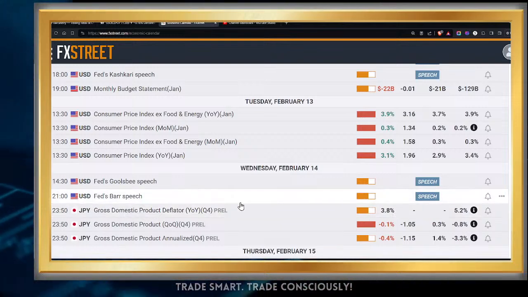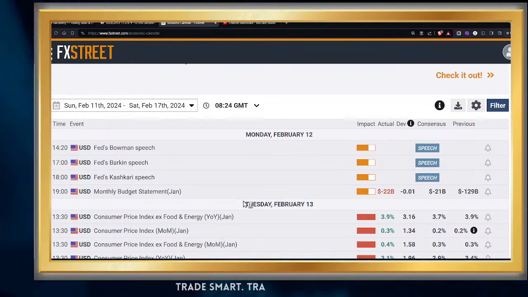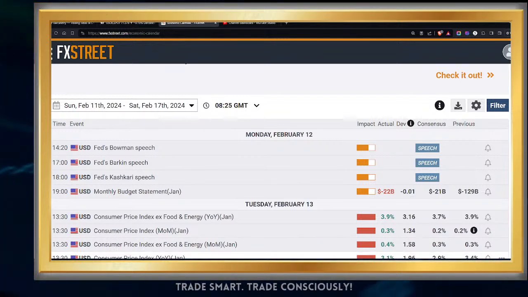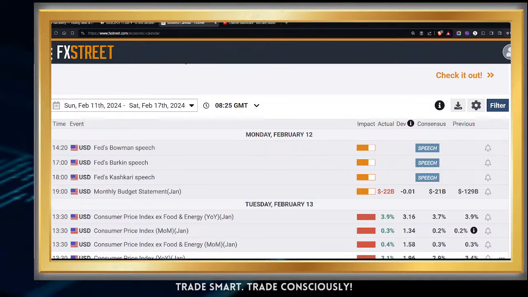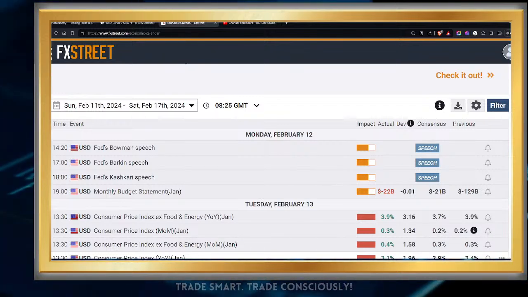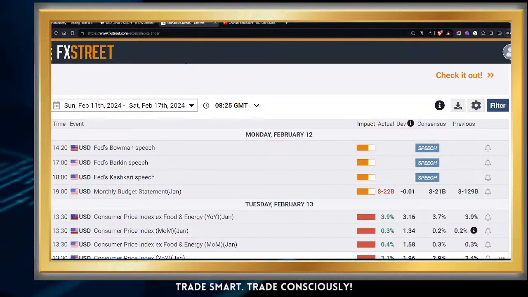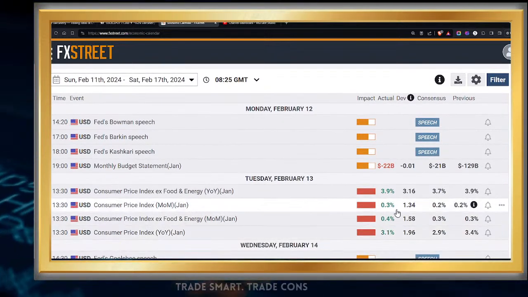The most important event for this week came on Tuesday, February 13th, where we witnessed the consumer price index, which is considered a key economic indicator that reflects the inflationary state of the United States economy. It came in beyond expectations, surprising all market participants. It was higher than the expected figure, which further emphasized that the Fed Reserve may likely keep interest rates higher for an extended period of time.